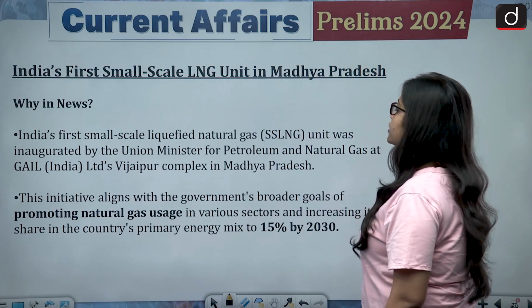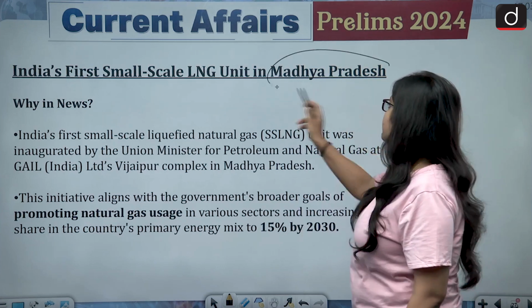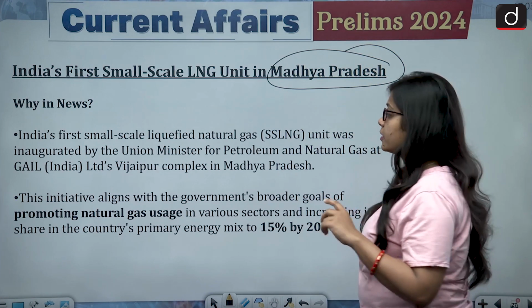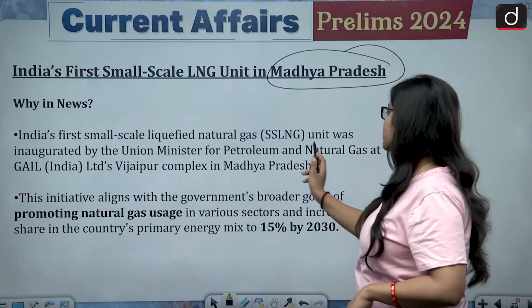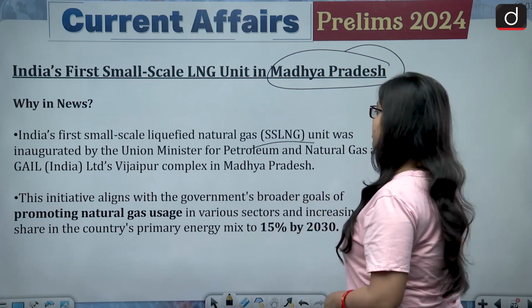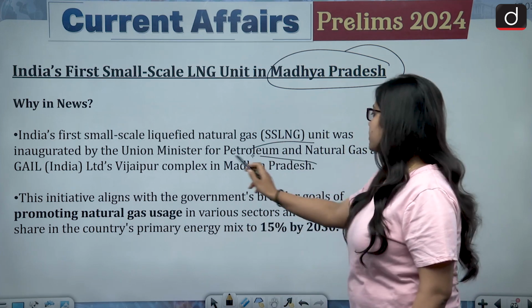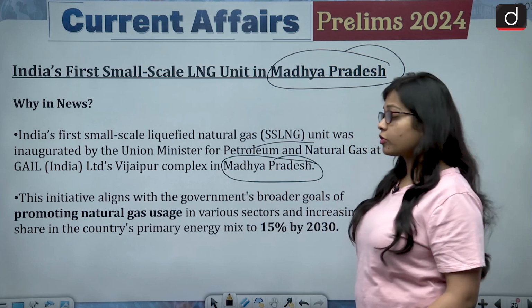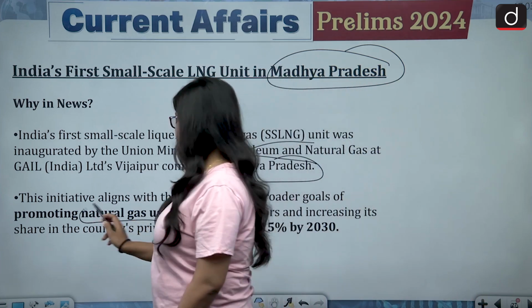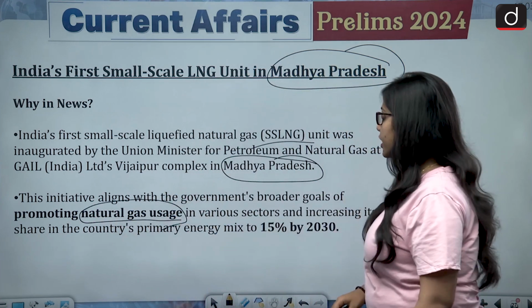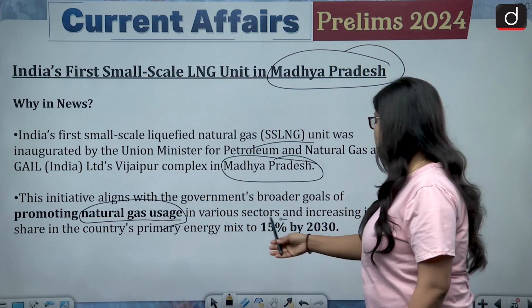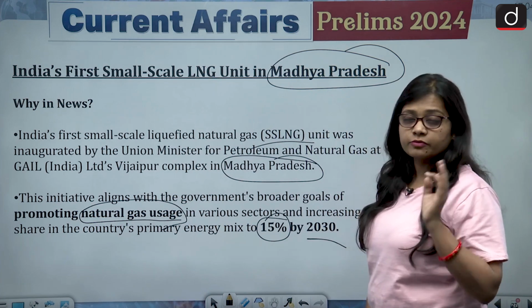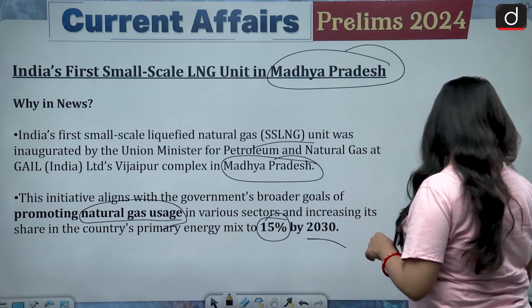Next, India's first small scale LNG unit in Madhya Pradesh. So this will be India's first LNG, that is the liquefied natural gas unit in Madhya Pradesh. India's first small scale liquefied natural gas unit will be inaugurated in Madhya Pradesh. This initiative aligns with the government's broader goals of promoting the use of natural gas in various sectors, and raising its share in the country's primary energy mix to 15% by the year 2030. So the target year for achieving the 15% target is 2030.